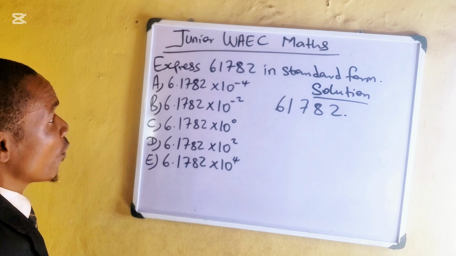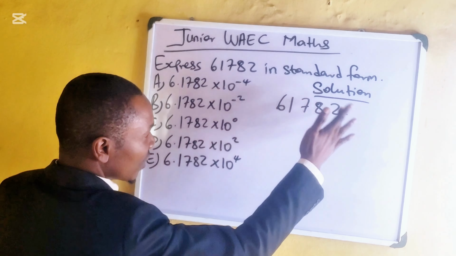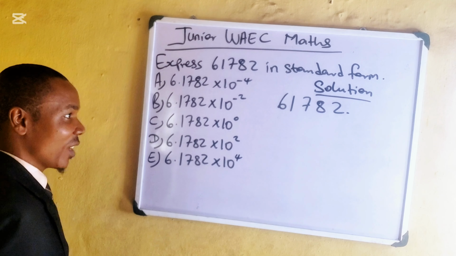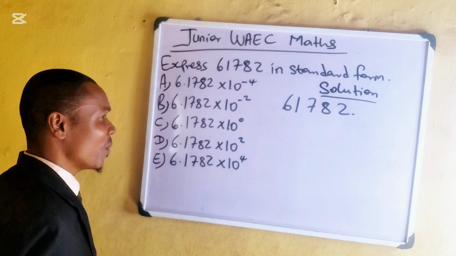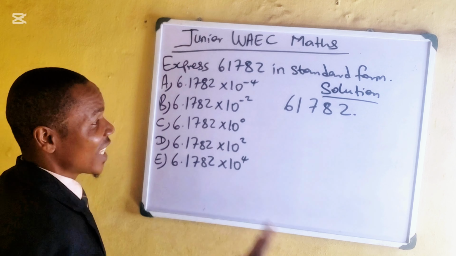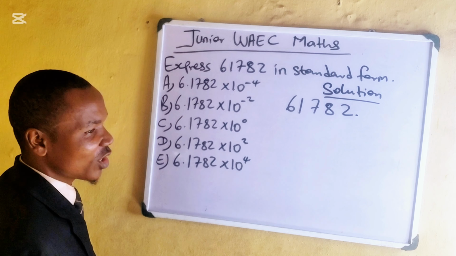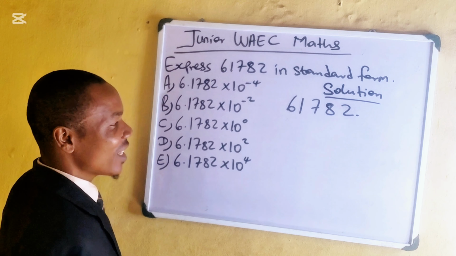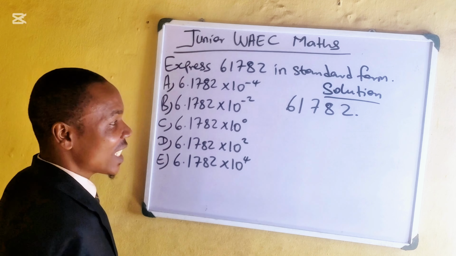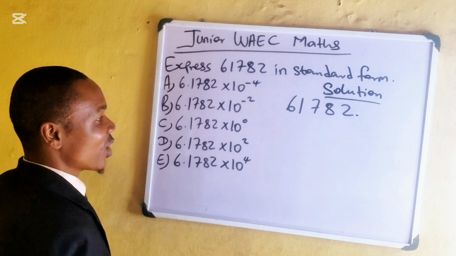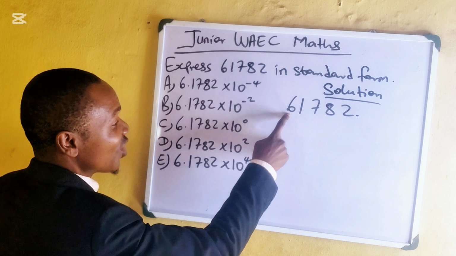Is it clear? So for you to convert this number to standard form, it simply means move this decimal point to the back of the first significant figure. So the question now is, what is the first significant figure? The first significant figure is the first digit in a figure that is not equal to 0. When you look at this now, the first digit in this figure that is not equal to 0 is 6. Can you see that? 6 is the first digit that is not equal to 0.